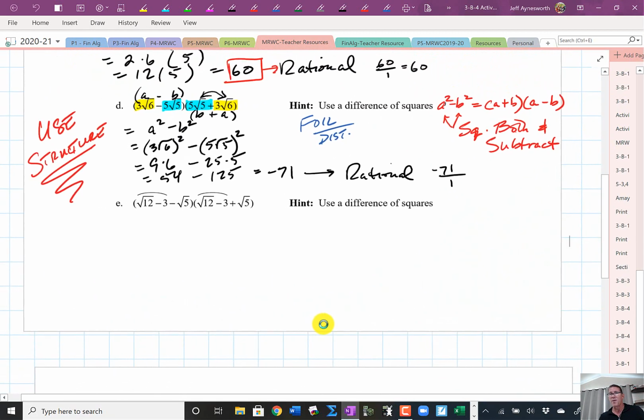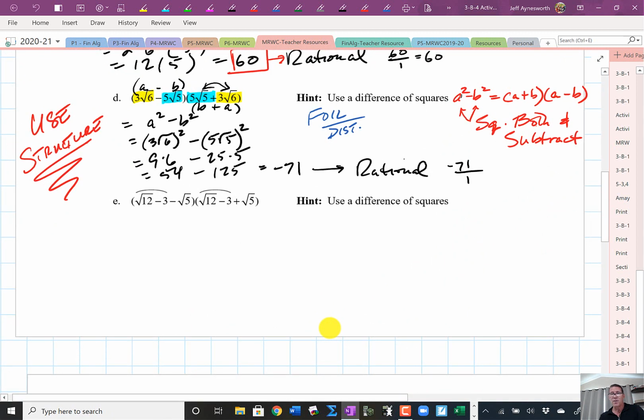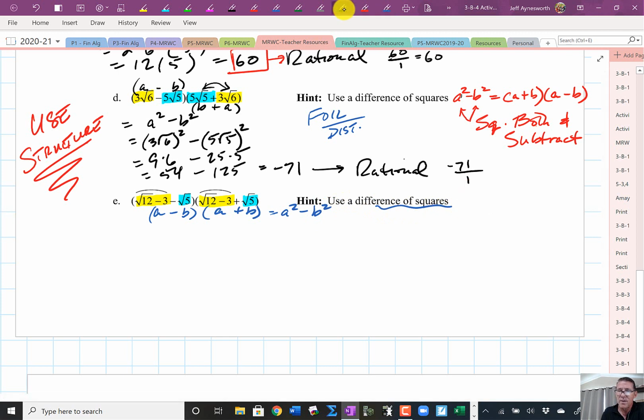And you're going to see the structure in what you do. That's one of the goals in MRWC, that you see the structure in the mathematics. You're not just robotic or procedural all the time. Like this one here, same thing. You have a sum and difference of the same terms. Here's your first term, that's like your A. Your second term, root 5, is like your B. So really this is A minus B times A plus B, which is equal to A squared minus B squared. So that's why we said the difference of squares.